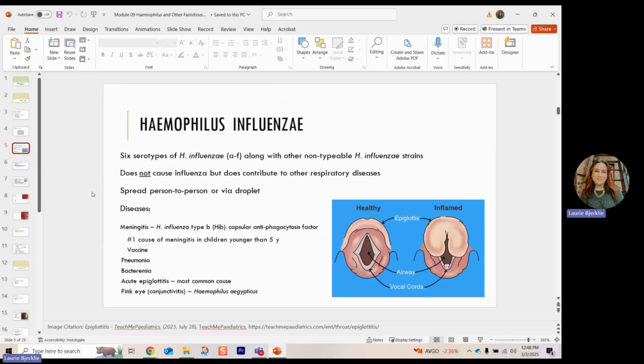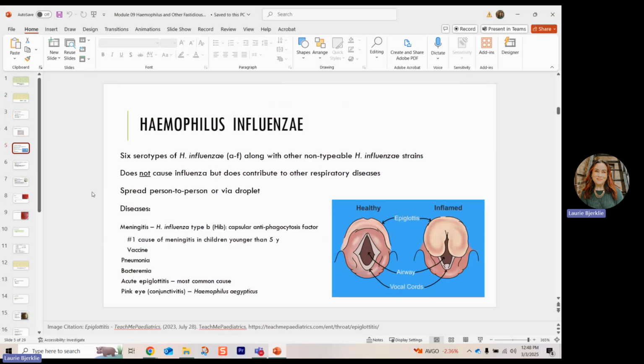So starting with our big pathogen out of the Haemophilus is Haemophilus influenzae. There are different serotypes of Haemophilus influenzae. They label them A through F, along with some other non-typable strains. So there are many different strains. Now, just because it's named Haemophilus influenzae does not mean it causes what the common world thinks of as influenza. Every fall, we think of influenza and getting your influenza vaccine. That is not what this is for.